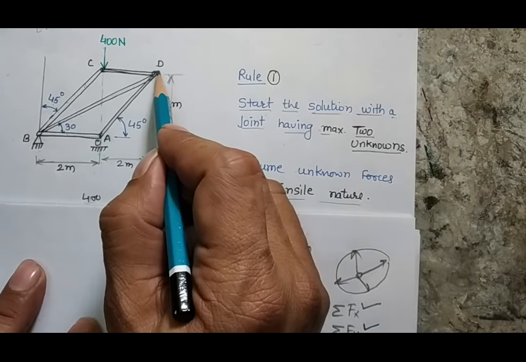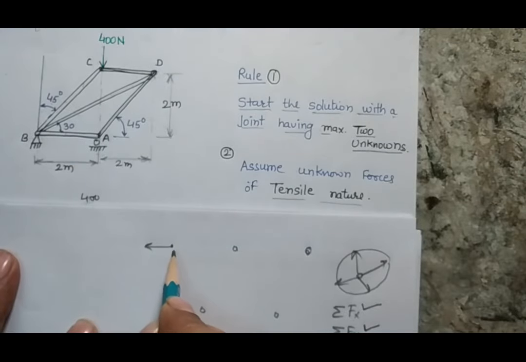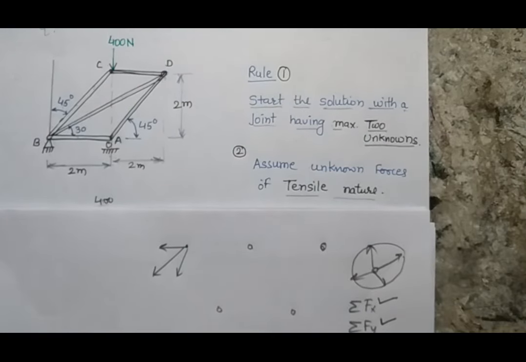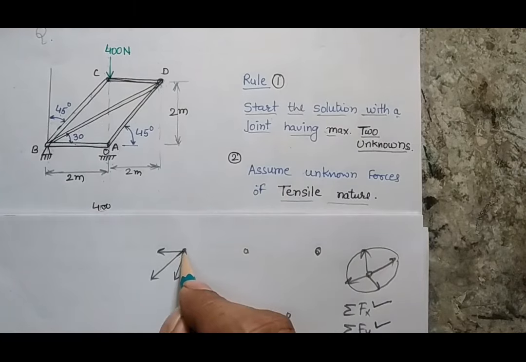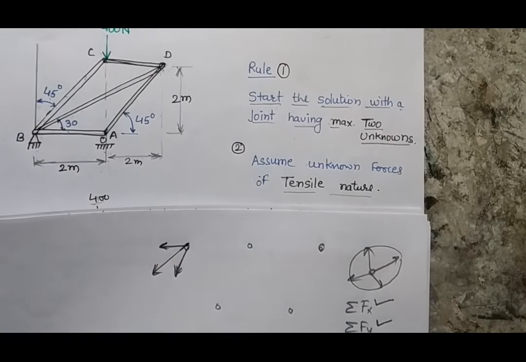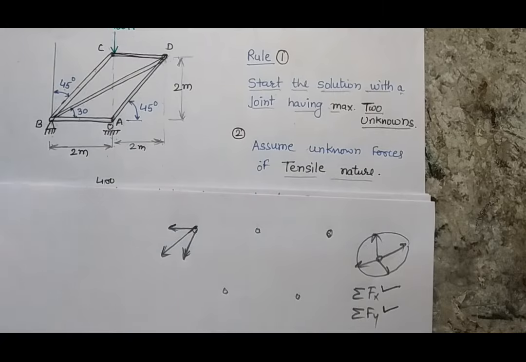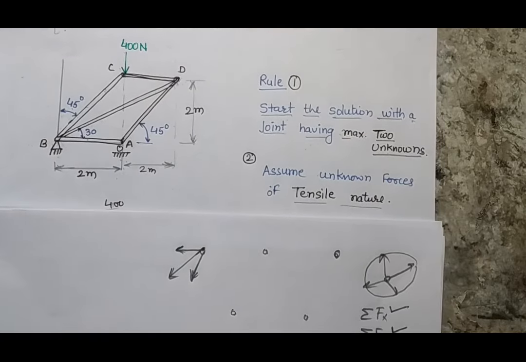For example, if I want to start my problem with joint D, and I make the free body diagram of joint D, it will have 3 forces. The second assumption which I generally consider is that the forces will be of tensile nature. That means whenever I make a free body diagram, I will consider the forces going away from my node. However, when I solve the problem mathematically, it may be possible that the answer is negative, and I will correct that: if the answer is negative, that means the force I have considered is actually of compressive nature. But I can start the problem by considering the forces as of tensile nature.